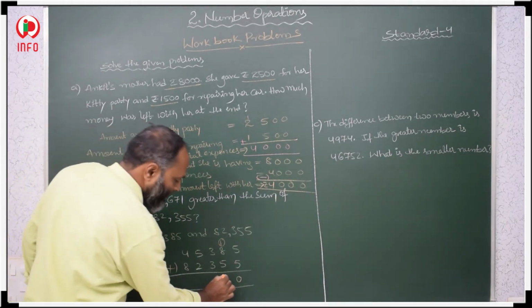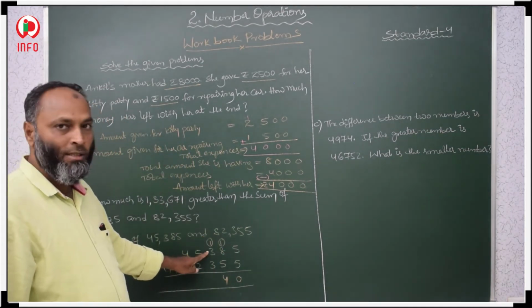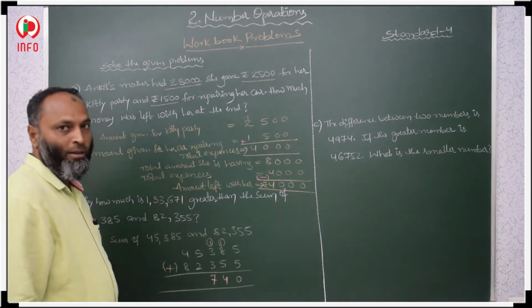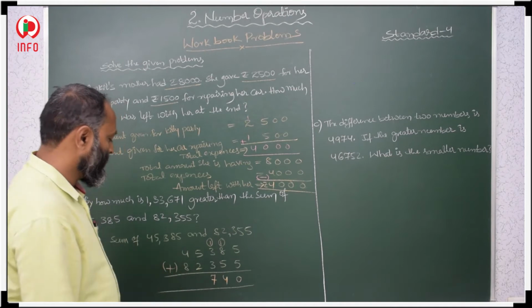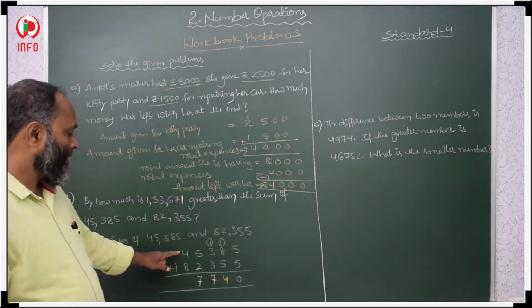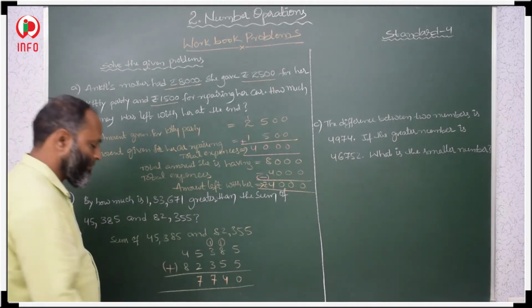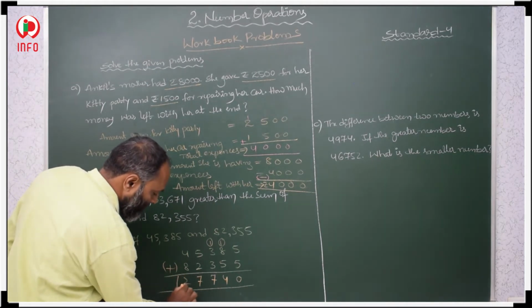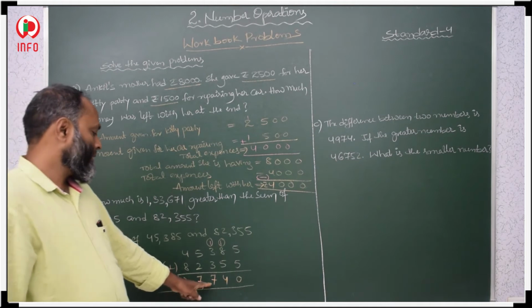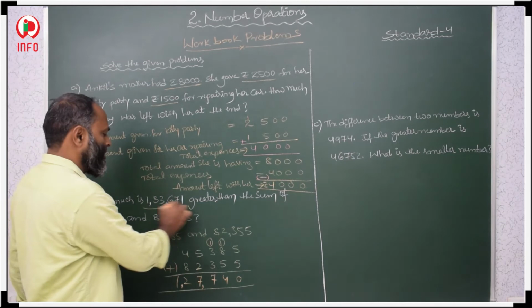14 means 4 tens, 1 hundred. 3 plus 3, 6. 6 plus 1, 7 is a single digit number, no need to regroup it. 5 plus 2, 7. No need to regroup it. Then 8 plus 4, 9, 10, 11, 12. The sum is 1,27,740.